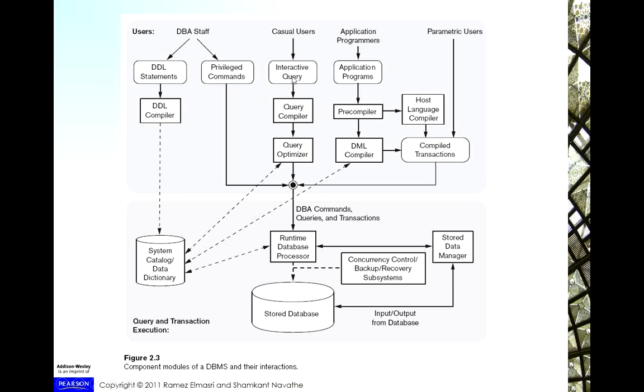Casual users will use interactive query to just query the database, and application programmers use application programs in order to access the database, and parametric users can use the compiled transactions that have been conducted, and each one of these applications can be optimized or compiled or pre-compiled, and before they can actually send it to either the database here through the query optimizer, or it can be sent to the system catalog data dictionary in order to request information from the database or the metadata or the database dictionary.